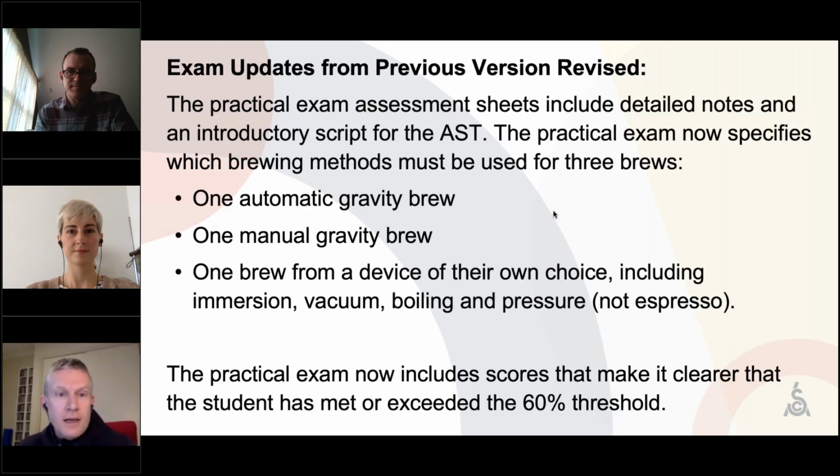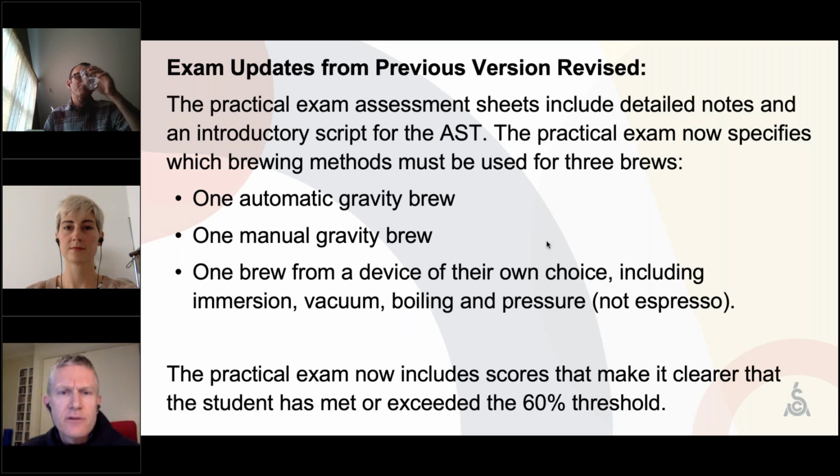Okay. The last key part of the update is the changes to the practical exam. Previously the students had to prepare 3 brews, and the descriptions for the brews were a little ambiguous. Now we've made it quite specific: 1 automatic gravity brew, 1 manual gravity brew, and 1 brew from a device of the student's choice. That could include immersion, vacuum, boiling, pressure, but not espresso.